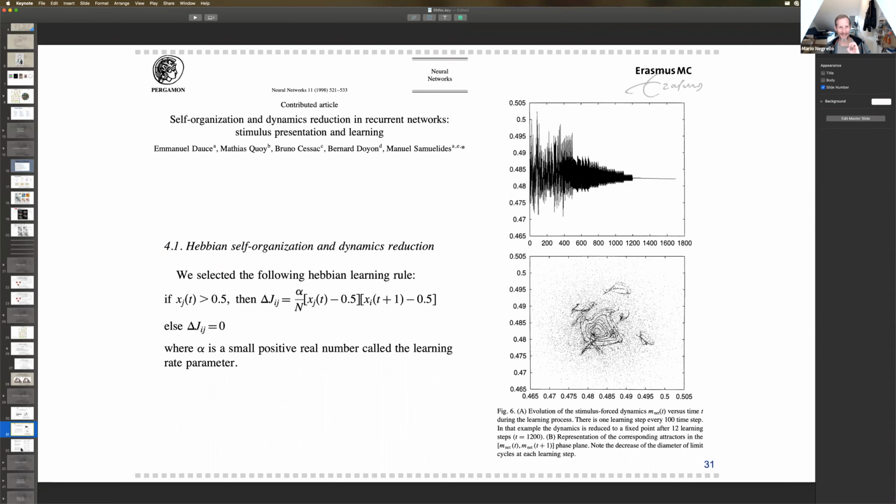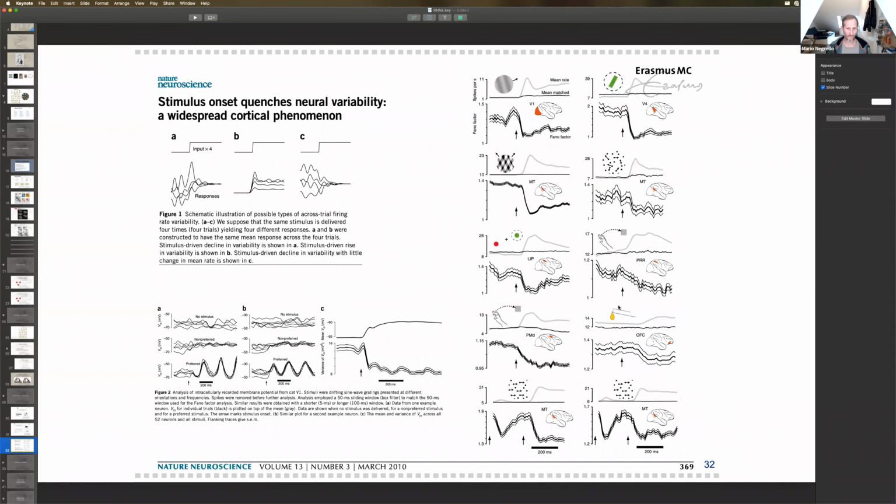Here's some biological data for you. This paper in 2010 said stimulus onset quenches neural variability. And this is a widespread cortical phenomenon. This is a paper by Patricia Churchland and others. I think it's, not Patricia, is this the daughter of Paul Churchland and Patricia Churchland? So Mark, is it a lady, girl?